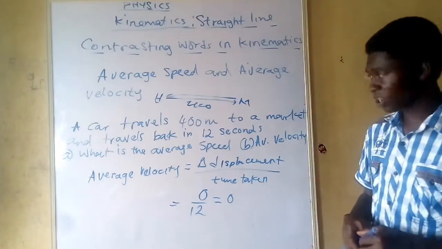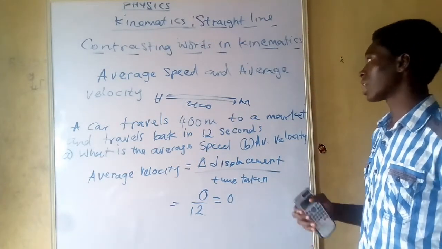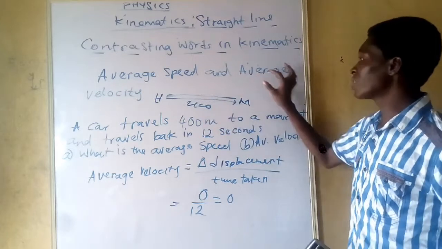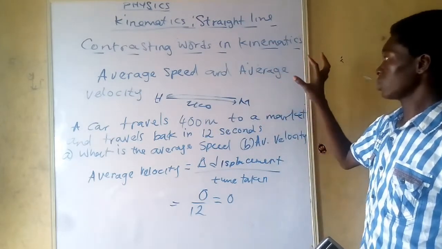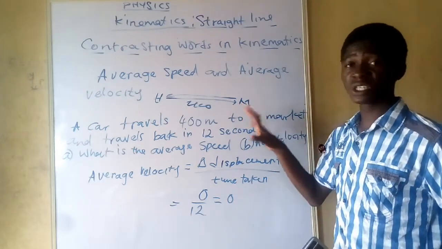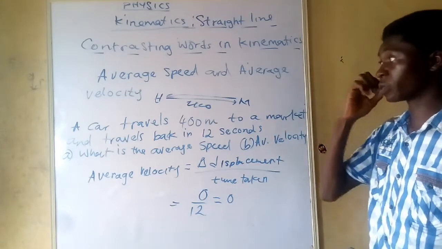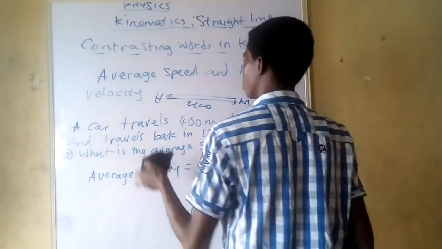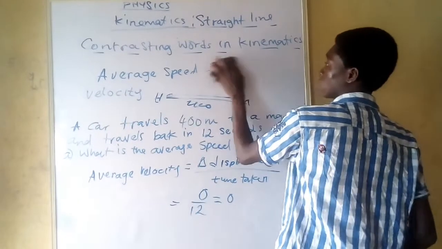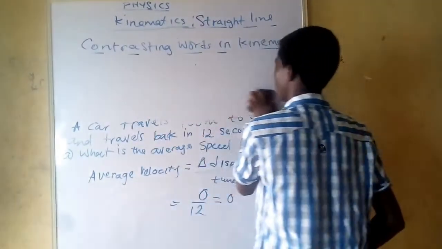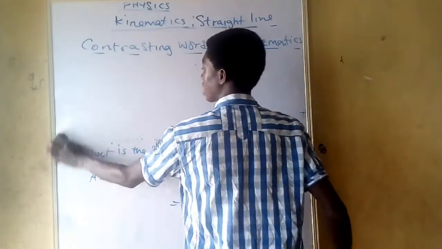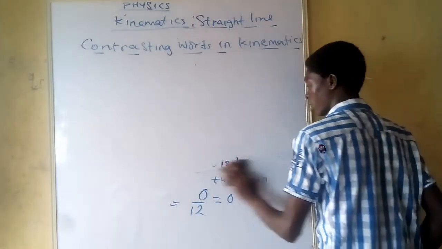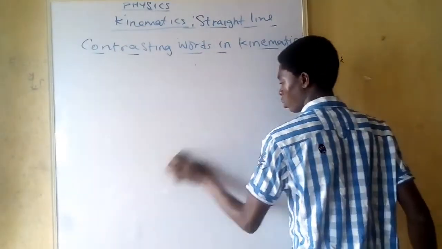Do you see the big difference between average speed and average velocity? Average speed talks about total distance divided by time. But average velocity talks about the change in displacement over time, or the displacement from the starting point. Now I told you displacement means how far an object is from the starting point, while distance tells you the total space you cover during your motion. It doesn't consider whether you went back or forth or whatever. It just tells you the space you covered.